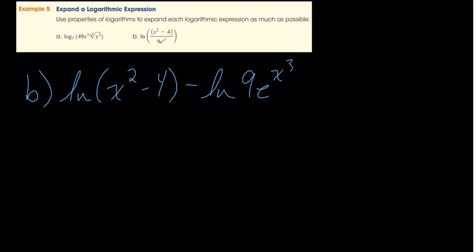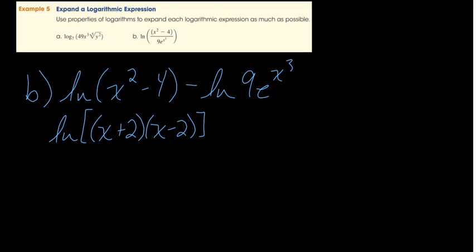Okay, so here's what we're going to do. On the left side, we see that it's x squared minus 4. So we're wanting to expand this completely. It says as much as possible. So what we can do is rewrite this now as the natural log of x plus 2, x minus 2.